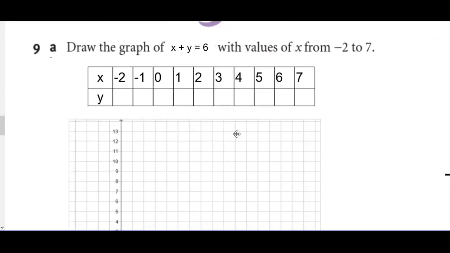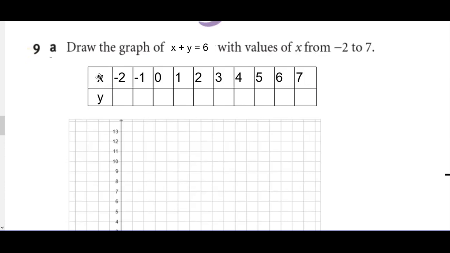So what we're supposed to do here, we need to complete a table value, and this is the table value which I'm talking about. But this table value has to start with the value of x from -2 to 7.